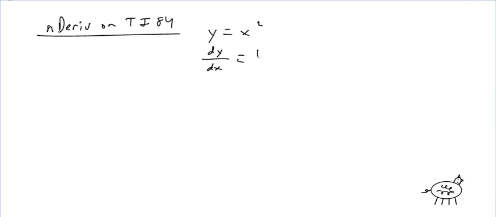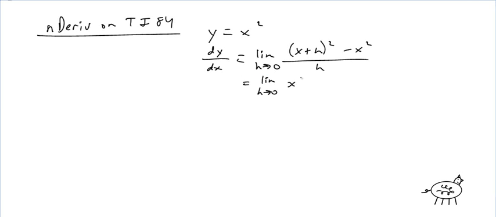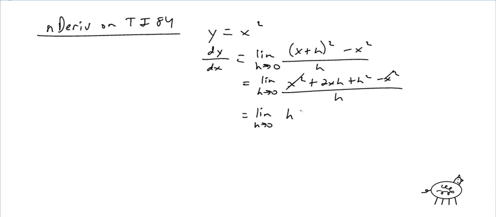Okay, if I do limit as h approaches 0 of x plus h squared minus x squared over h, that gives me limit as h approaches 0 of x squared plus 2xh plus h squared minus x squared over h. The x squareds cancel, and we have limit as h approaches 0. I can factor out an h, so I get h times 2x plus h all over h. That cancels, and I do direct substitution, and I get 2x. So that is dy dx.